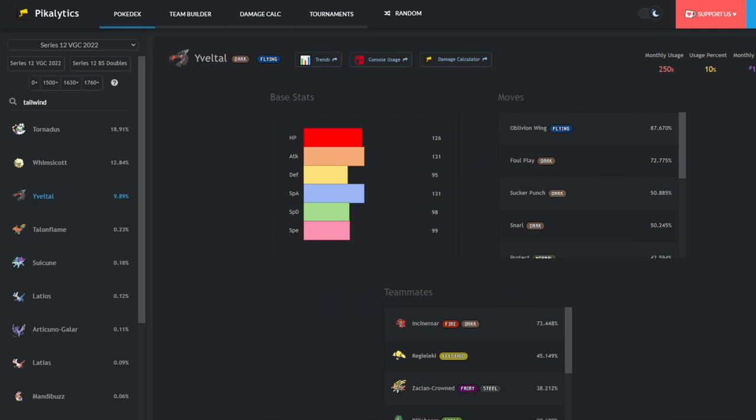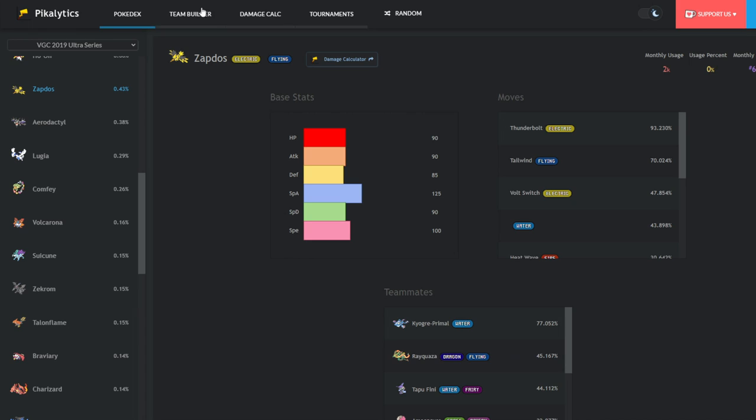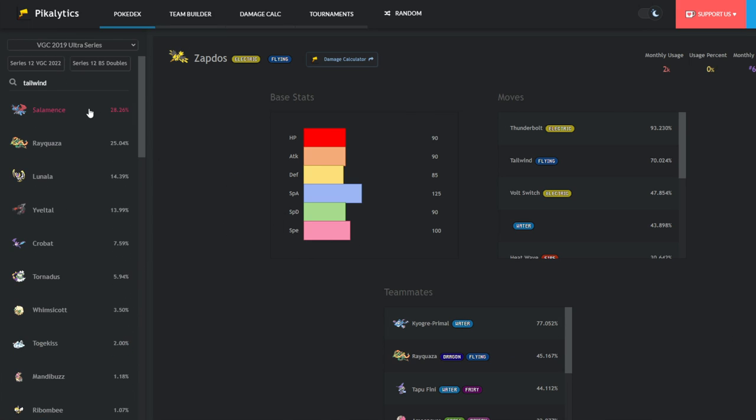So in current VGC, all right, let's actually start with old VGC. In old VGC, Tailwind was spread out fairly evenly among a lot of Pokemon. Prankster Tailwind was preferred for the most part because it was more reliable to get up. However, Prankster Tailwind and regular Tailwind had the same amount of turns, since it would increase your speed but wouldn't take place until the next turn. Nowadays, that isn't the case, but I digress.